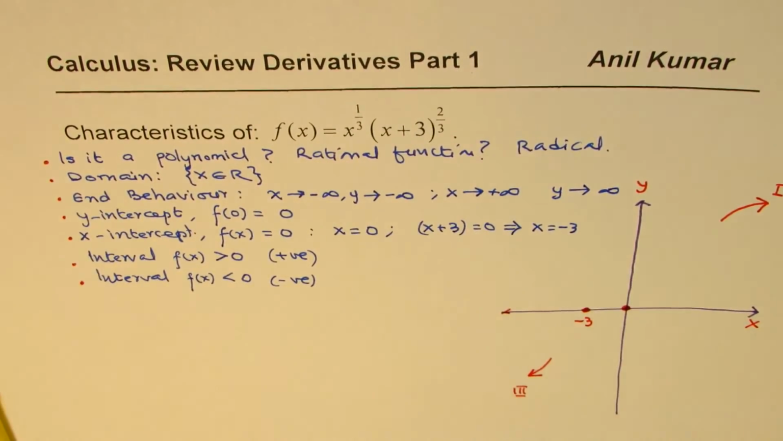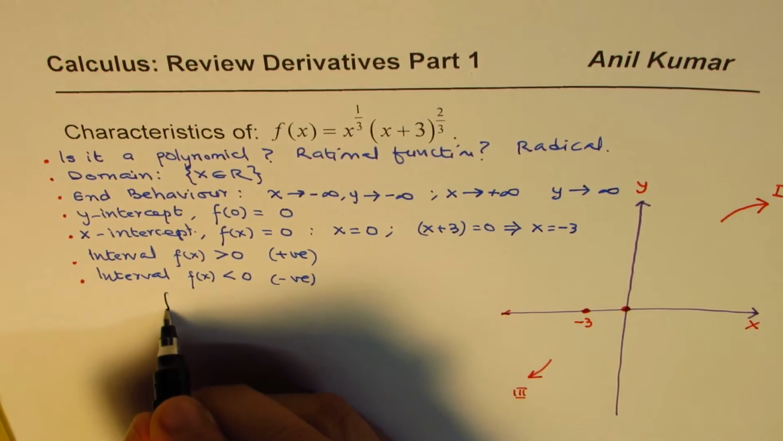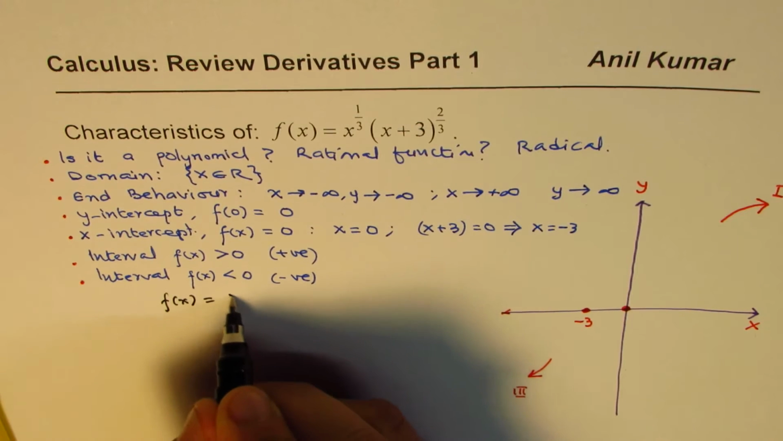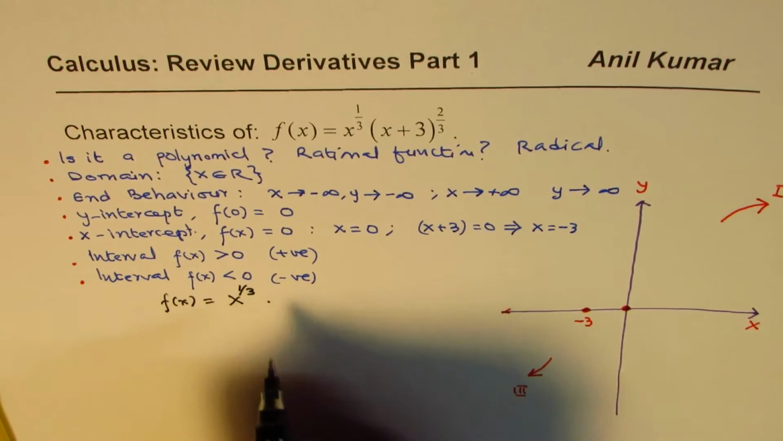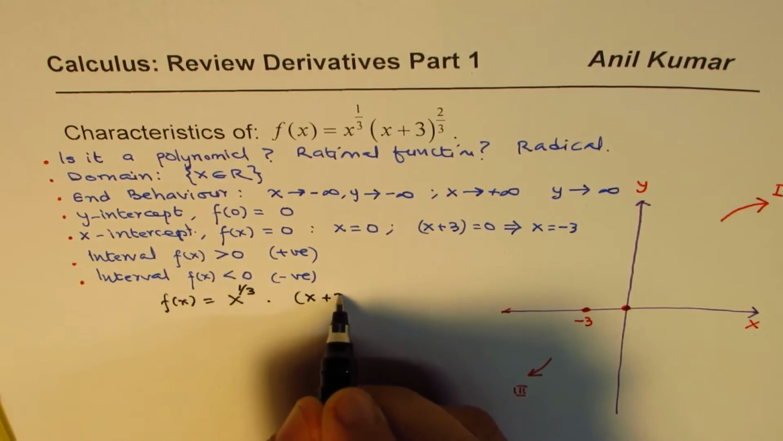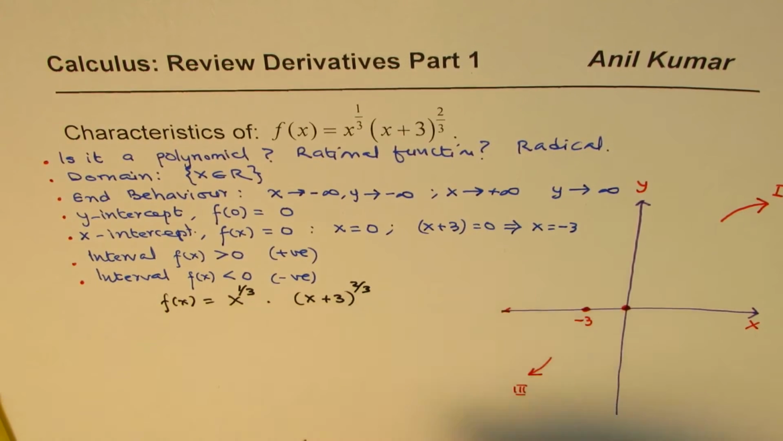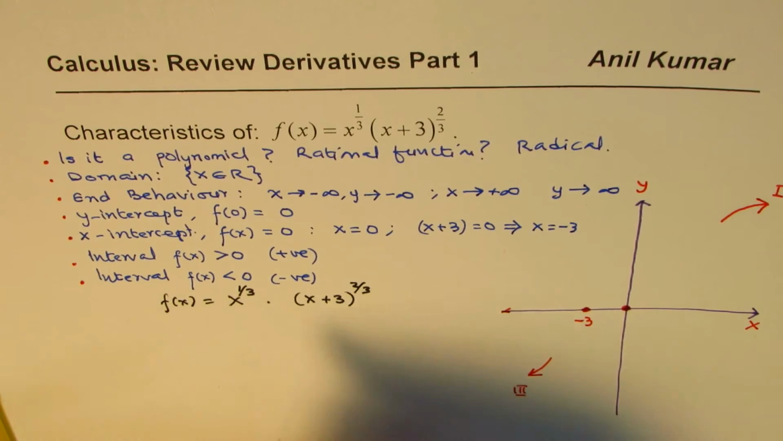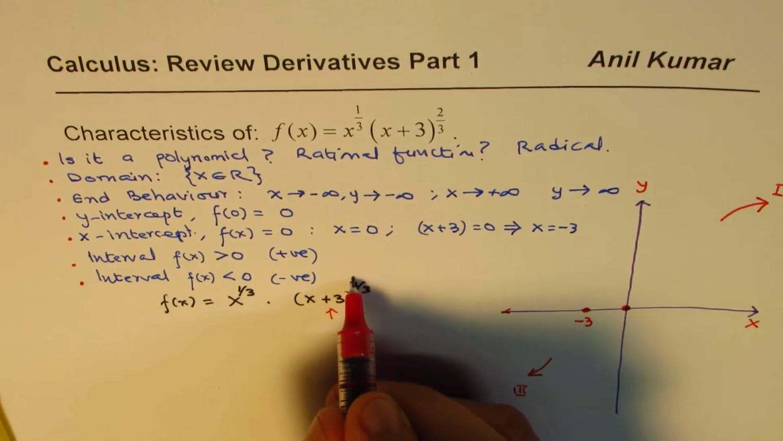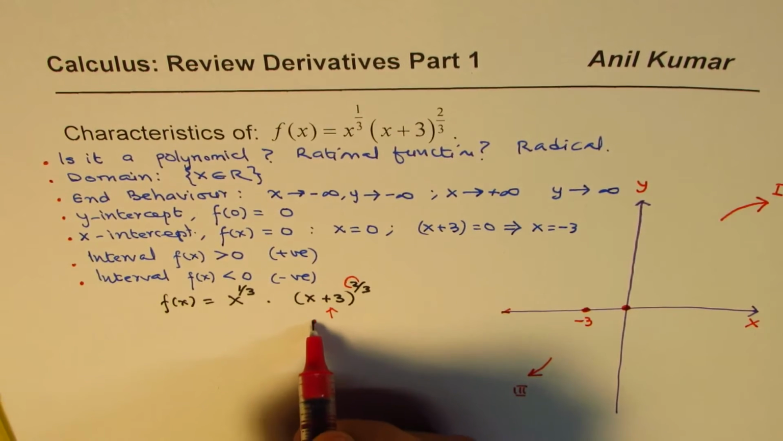If you analyze these factors, let me rewrite these factors once again here, right? So we'll write f of x equals x to the power of 1 over 3 times (x plus 3) to the power of 2 over 3, right? Now let's try to analyze them a bit. Now this is a square term here, right? Now that means always positive.